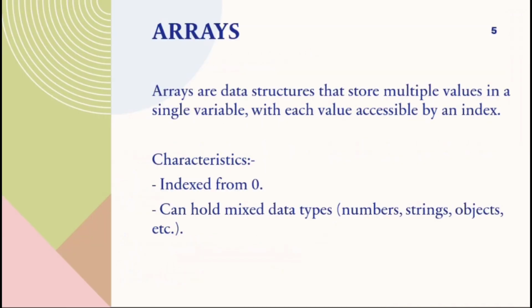Section 2: Arrays. Next, let's move on to arrays. Arrays are data structures that store multiple values in a single variable. They are indexed starting from 0, which means the first item in the array has an index of 0. Arrays can also hold mixed data types such as numbers, strings, and even objects.